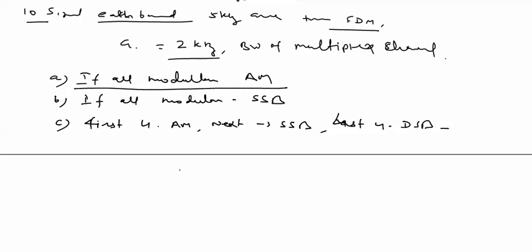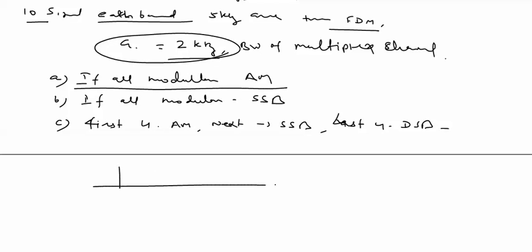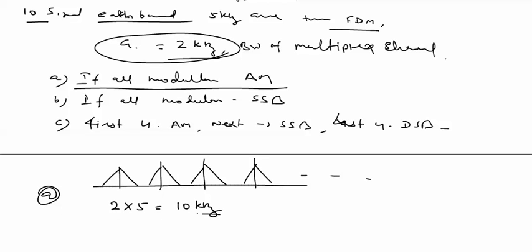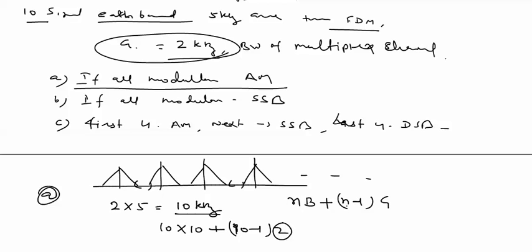If all are AM, all are arranged and modulated with AM and transmitted with this much guard band. AM bandwidth is twice the message signal bandwidth, which is 10K. Solution for A: 10K for one message signal, 10K into 10. For 10 message signals, the guard bands in between number the message signals minus 1, so 10 minus 1 into 2. The formula is n into the bandwidth of the message plus n minus 1 into the guard band is the total bandwidth. 100 plus 18 is 118.